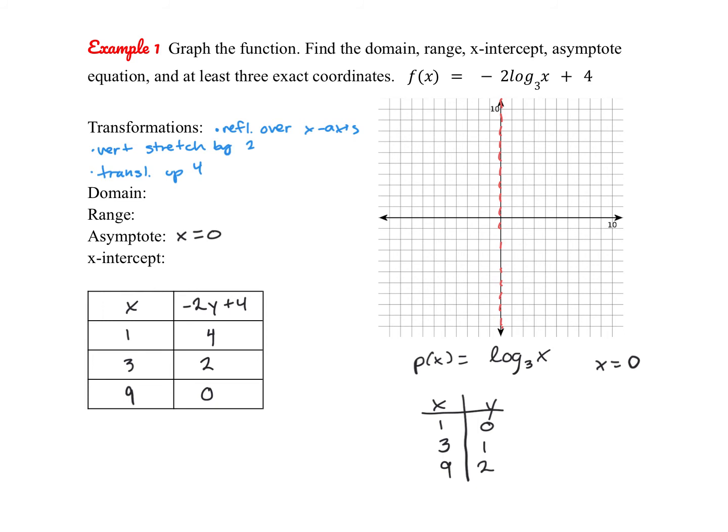And then we could plot the points that we found with our transformations. And then (3, 2) and (9, 0), so right here. And then since we do have that vertical reflection over the x-axis, it makes sense that our graph is now looking like this. So now it's a decreasing graph instead of an increasing graph. And there we go. So you can see that our domain is still unchanged, and that's because we didn't have any shifts to the right or left. Our range is still all real numbers, and our x-intercept is at (9, 0).